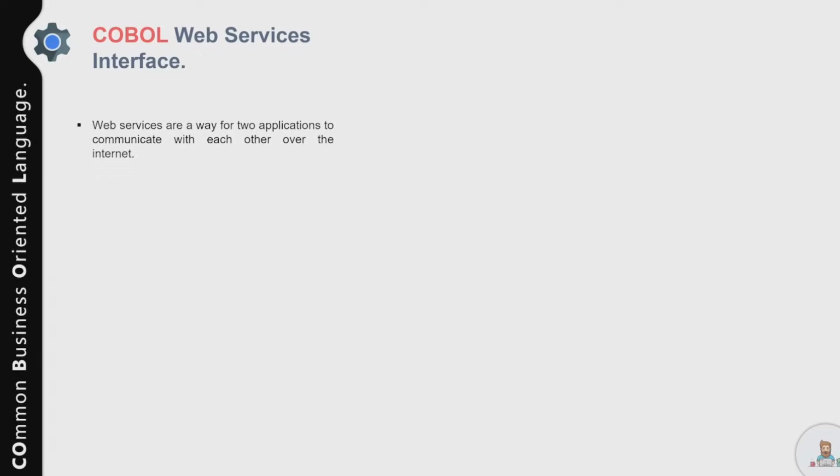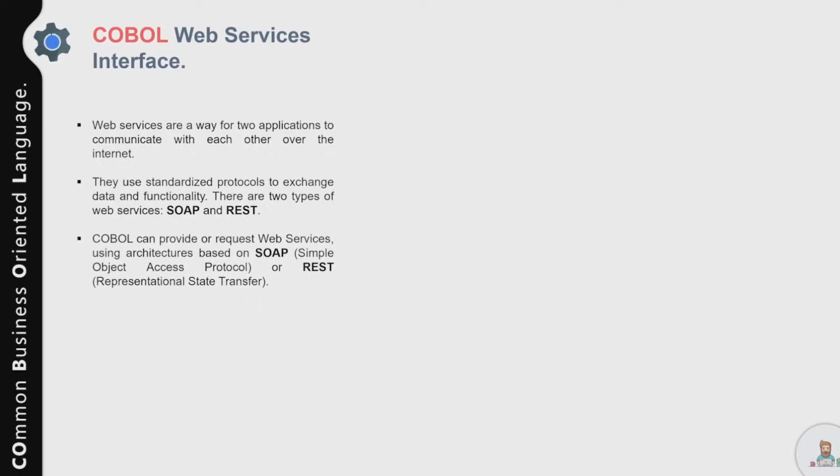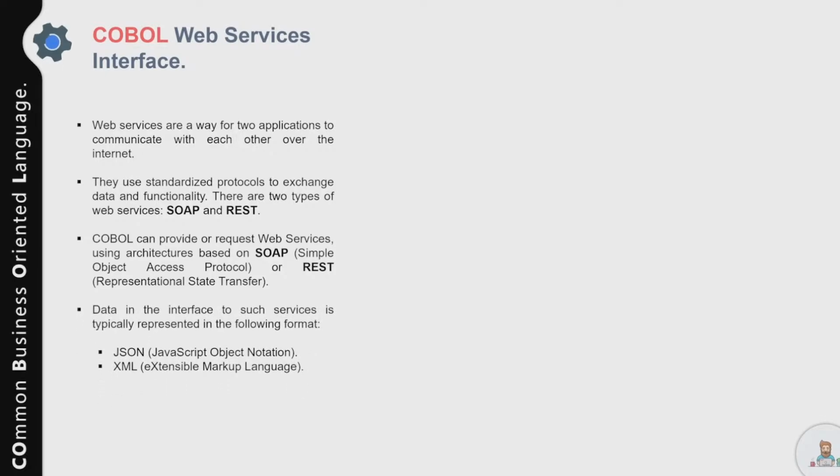So first of all, let's talk about what web services are. Web services are a collection of open source protocols and standards used to exchange data between two different systems or applications. That means with the help of web services, two applications can communicate with each other over the internet. A web service has an interface which hides the implementation details. Apart from that, they use standard protocols to exchange data and functionality. Now there are two types of web services. The first one is SOAP, that is Simple Object Access Protocol, and the second one is REST, that is Representational State Transfer.